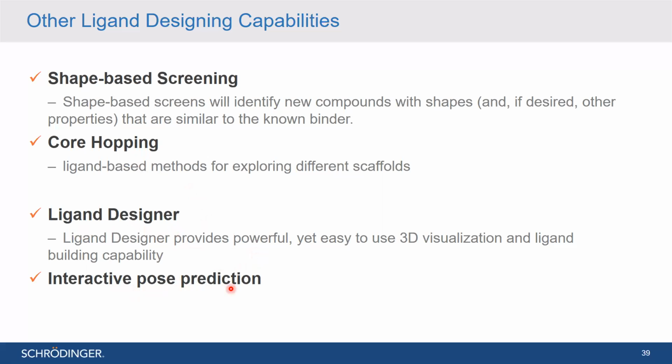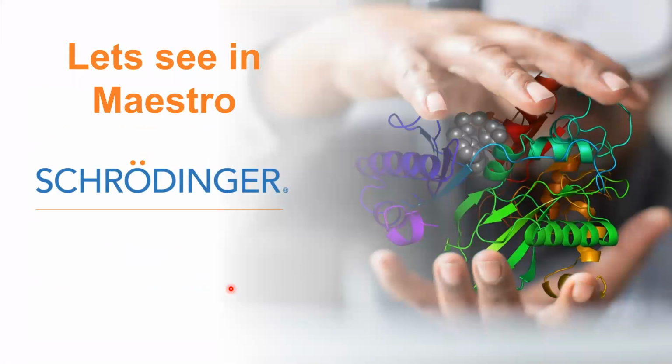And there is interactive pose prediction, which means you can perform molecular docking of the ligand molecules inside the protein in an interactive way. You can design a molecule and perform docking, and in this way interactively you can do it. We will see all those tools in Maestro, how it looks like. So let me switch to the Maestro viewer.